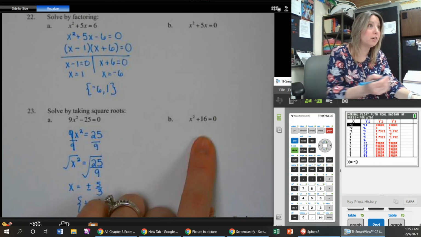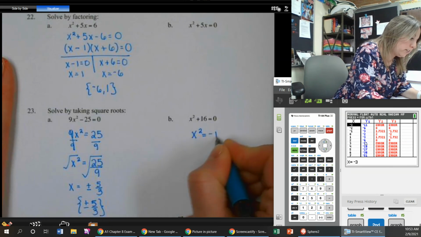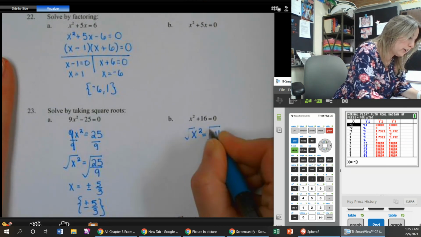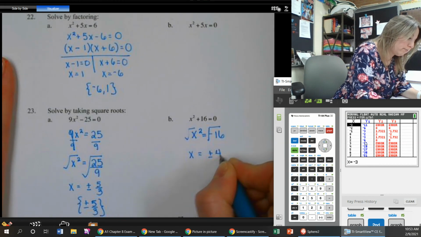Okay. Over here, it'll be imaginary because you're subtracting 16 over, which means that when you go to take the square root of both sides, you get x equals plus and minus 4i.